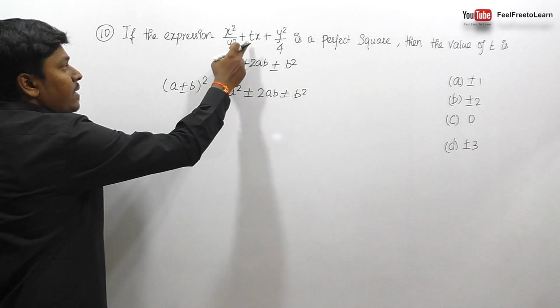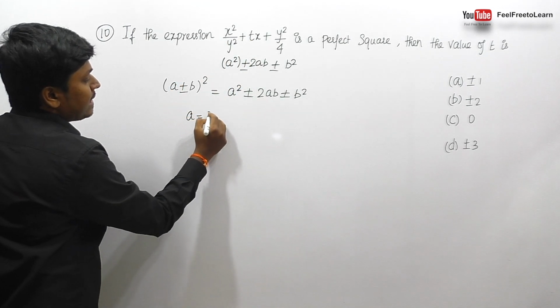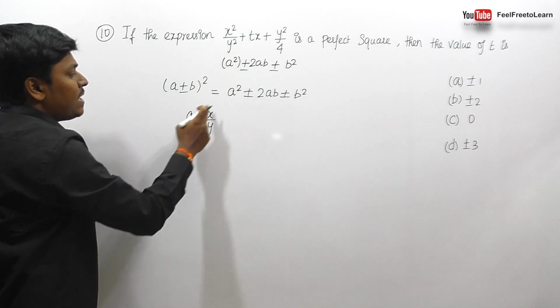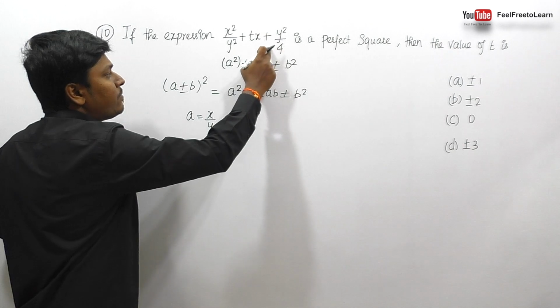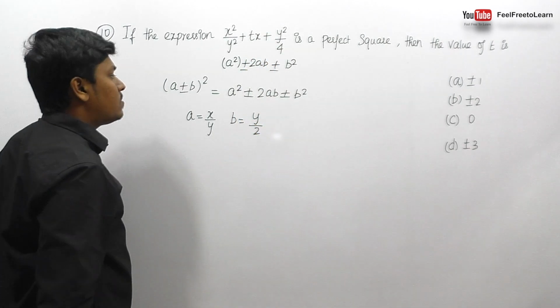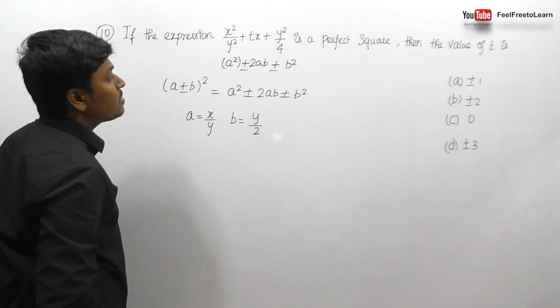And our target is to find what is the value of t, right? And we know that the value of a will be x by y, right? We know that a square will be x square by y square, so we can say that the value of a will be x by y, and the value of b will be, here it is y square by 4, so we can say that the value of b will be y by 2, right? But our target is to find what is tx, so this tx will be plus or minus 2ab.